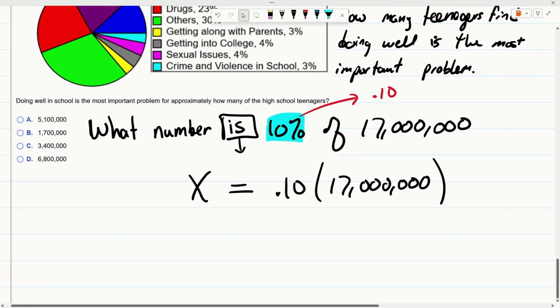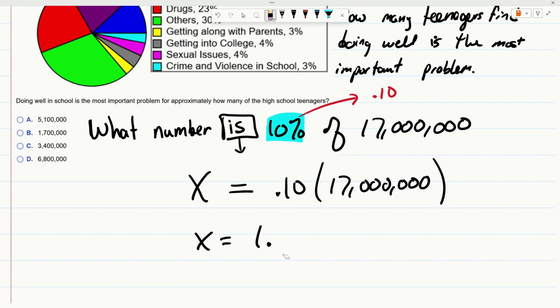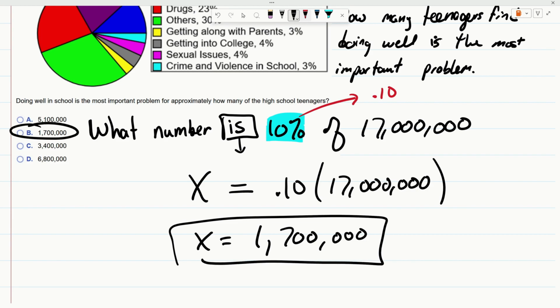Therefore, if you get out a calculator and you just type this in exactly how it looks, you're going to end up with 1,700,000. So our answer is B. And that's all they wanted in this problem. So I'll see you in the next video.